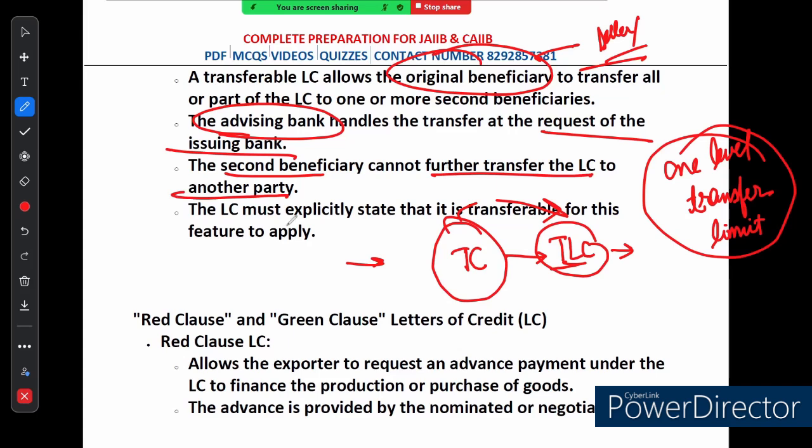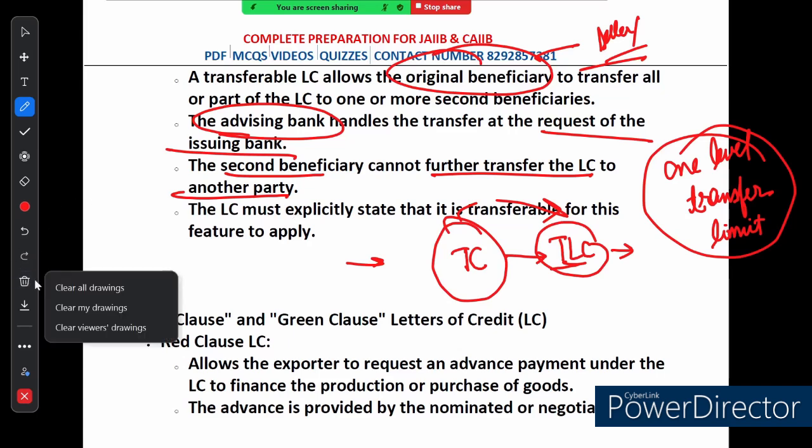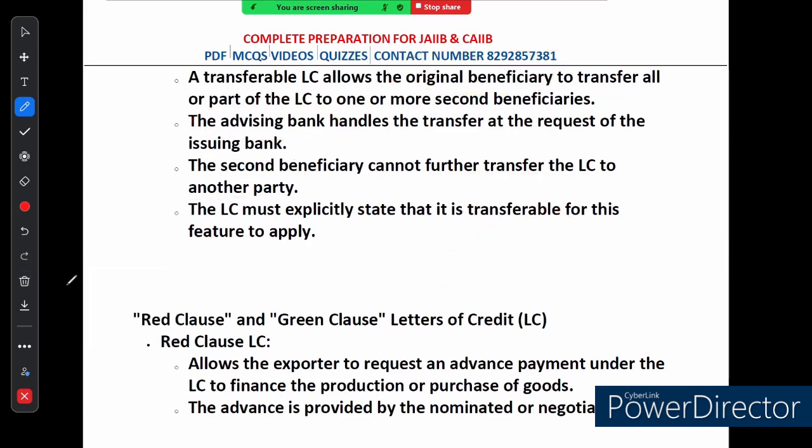Okay, and the next point is, one critical thing to remember is that not all LCs can be transferred. This thing you must keep in mind. For an LC to be transferable, it must explicitly state this feature. If it does not, then the original beneficiary does not have the right to transfer the LC to anyone else. So the LC must explicitly state that it is transferable for this feature to apply. Now, these transferable LCs are particularly useful in complex trade transactions involving multiple parties. It helps to streamline the payment process and provide security to all the parties involved.